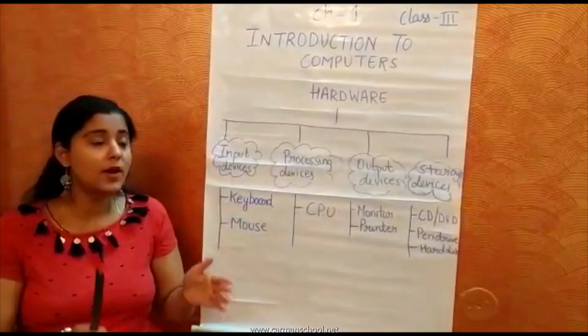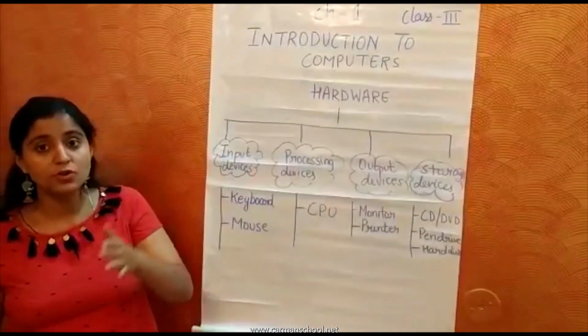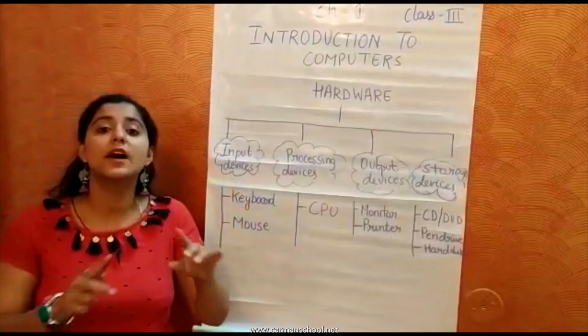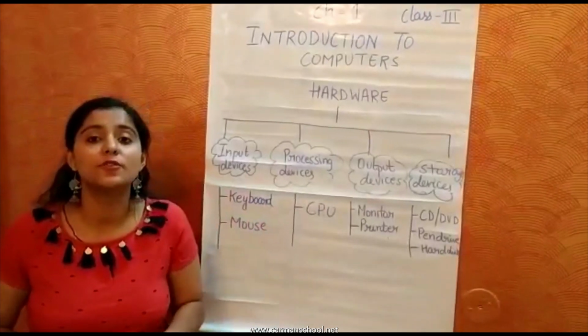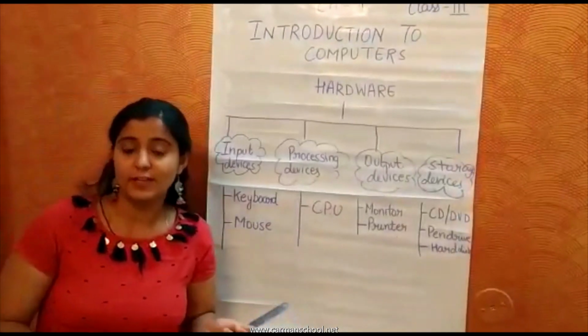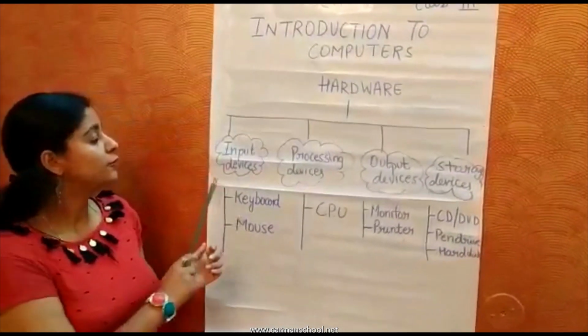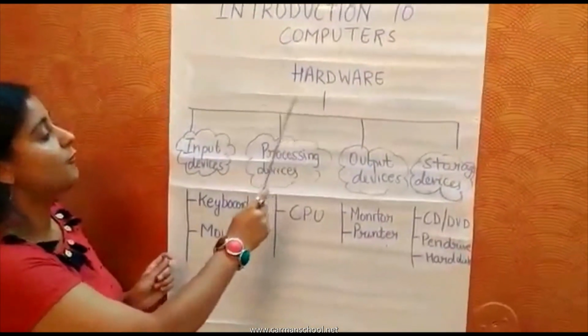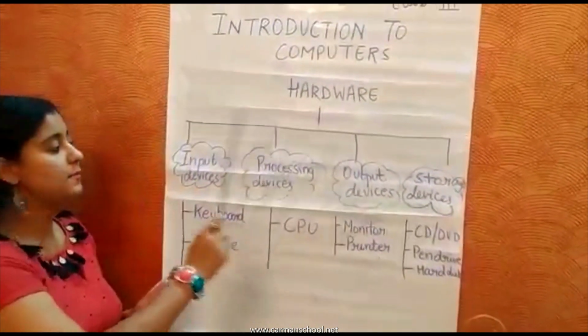But keyboard, mouse, monitor, these are what? These are the hardware parts of your computer, which you can touch and feel. Now let's talk about the 4 basic devices of your hardware, the 4 basic parts.